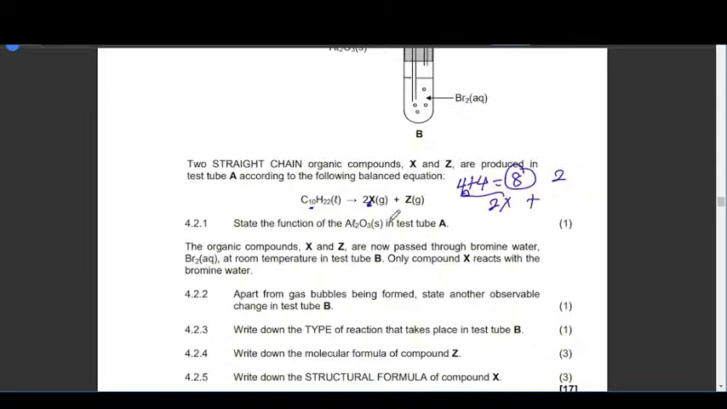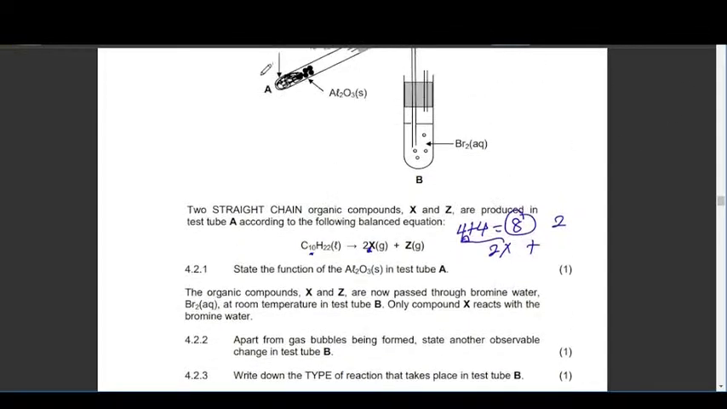And then they are saying, state the function of aluminum oxide in the test tube. Basically, the function of aluminum oxide is to act as a catalyst, providing surface area for the reaction to take place. So basically, this is a catalyst.